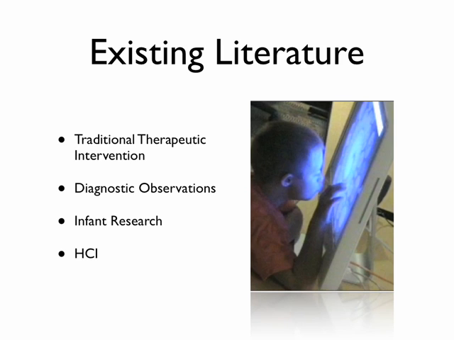So we were able to draw from a whole bunch of theory and literature from many different domains and pull out the best and most relevant information and coding guidelines. We drew from therapeutic intervention analysis, which is something a clinician would use to chart the progress that a subject makes. We looked at diagnostic observations. These are tools based off of a child's behavior that allow clinicians to diagnose children with autism.